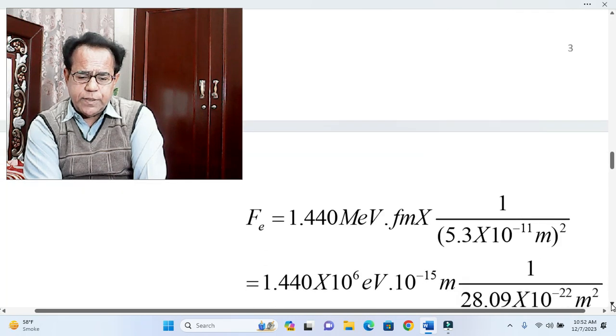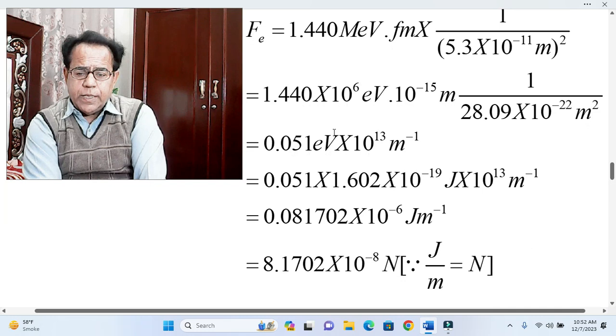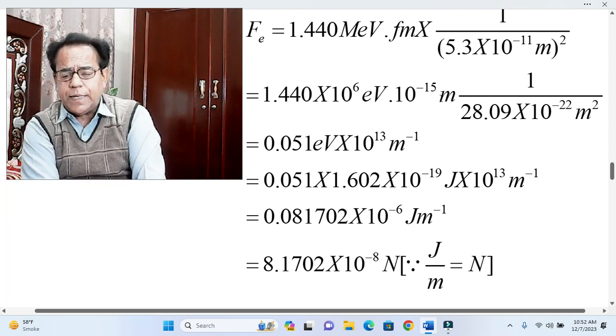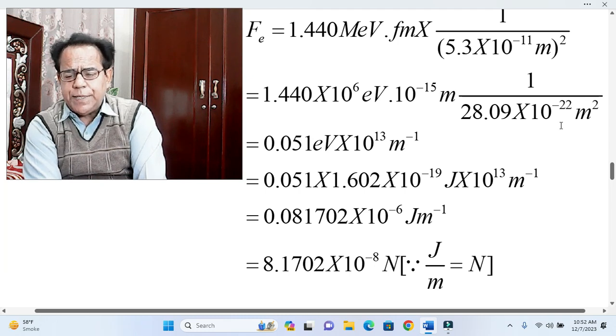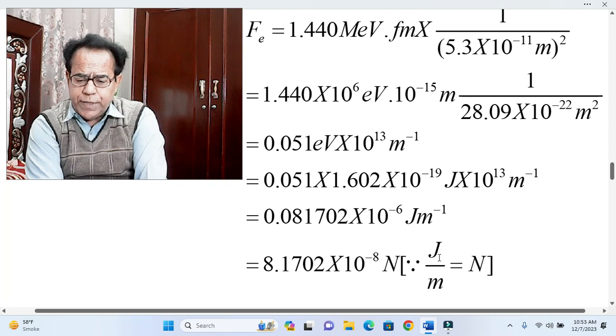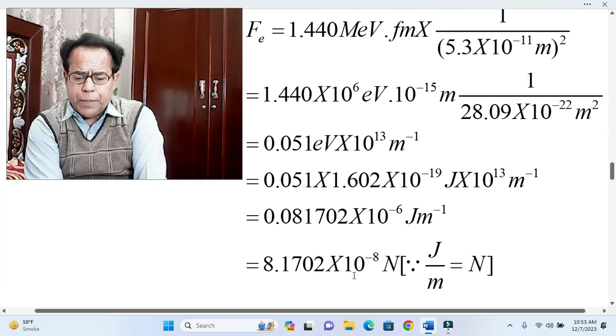Dear students, this is the situation. We have converted electron volt into joule. Here we have meter square, and here simply meter. One meter will remain in the denominator, which can be written as meter inverse. After simplifying, we reach this conclusion: 0.081702 into 10 raised to the power minus 6 joule per meter. And we know that joule per meter is equal to newton. So this is equal to 8.1702 into 10 raised to the power minus 8 newton.